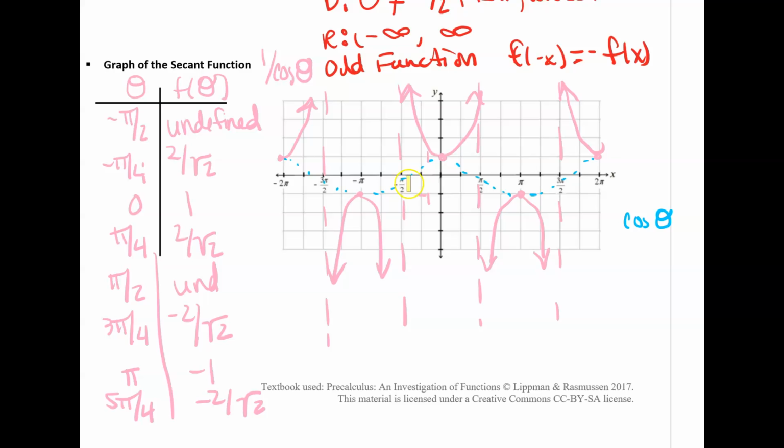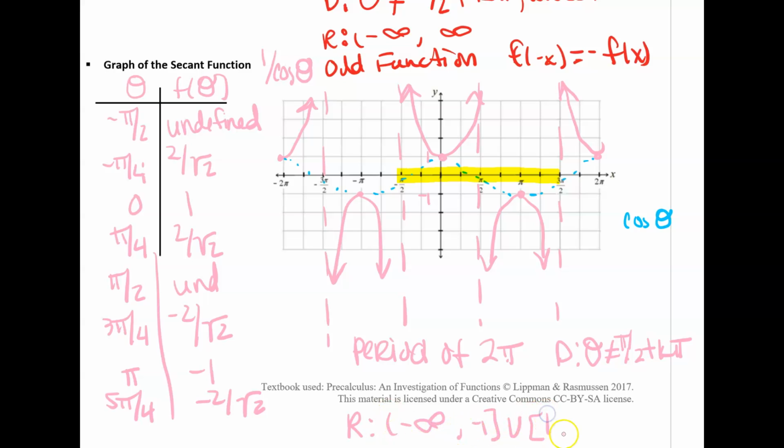Now the period on this is actually going to be this length so that we get an upward curve and we get a downward curve. And so let's write some of the things that we get from this. We get that the period of 2 pi, the domain is theta cannot equal, we don't want those asymptotes, so pi over 2, again, plus k pi. And then the range is negative infinity to negative 1 and 1 to infinity, because we don't want that in between part where the cosine used to be. And again, this is also an even function like we've seen in other ones.